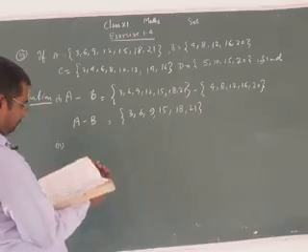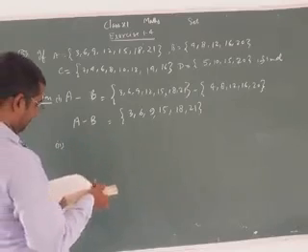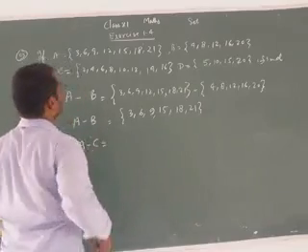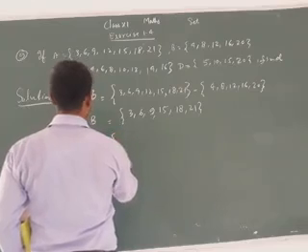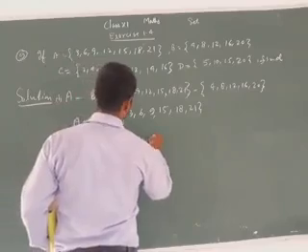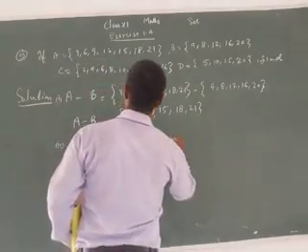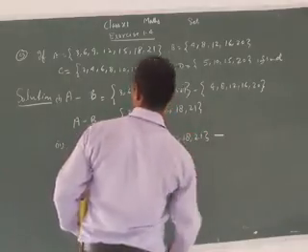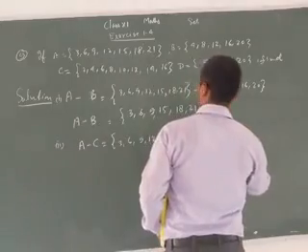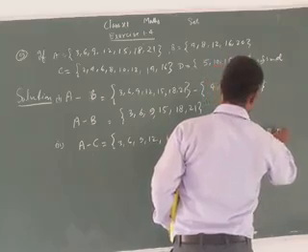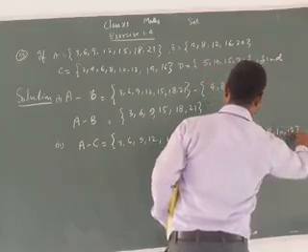And also the second part, A minus C. So A minus C: elements of set A are 3, 6, 9, 12 and 15, 18, 21, and minus C, which is 2, 4, 6, 8, 10 and 12.